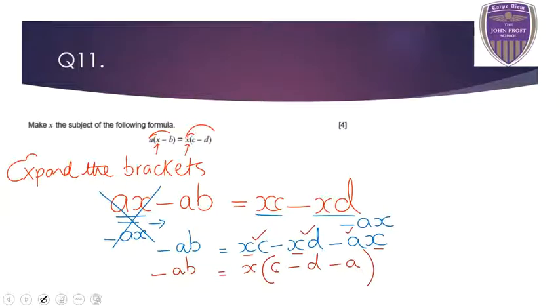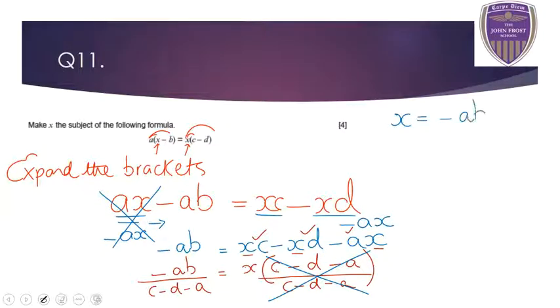So we're nearly there. We want x on its own. Now to get x on its own, you've got to divide both sides by c minus d minus a. Okay, and we do that because that cancels out, and you've got your answer. So I'm just going to write it up here. X is equal to minus ab all over c minus d minus a.